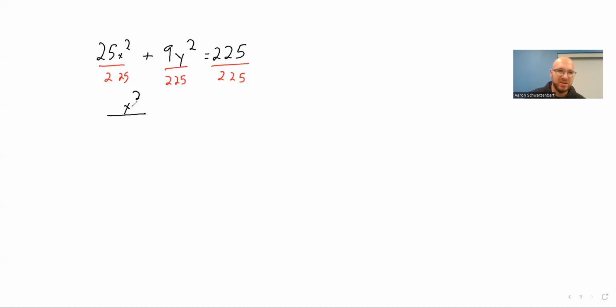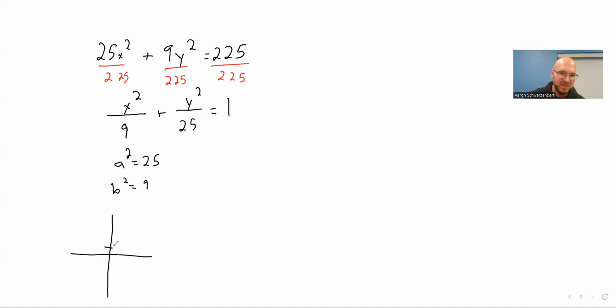They're not giving you ones that they don't. And a lot of times it's 25 over 225 is 9, 9 over 225 is 25. I'm now in standard form. I know A is my longer one, so A squared is 25, and B squared is 9. This is a vertical ellipse, going up and down 5. Again, there's no H in K, so it's centered at 0, 0. And each way 3.